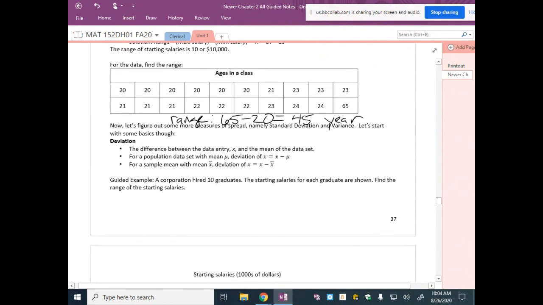So what we want to do now is the deviation. We're going to talk about standard deviation and variance. First, we've got to figure out what exactly deviation is. Deviation is the difference between a particular data entry and the mean of the data set. Whether we're dealing with population or sample, it is still calculated the same.